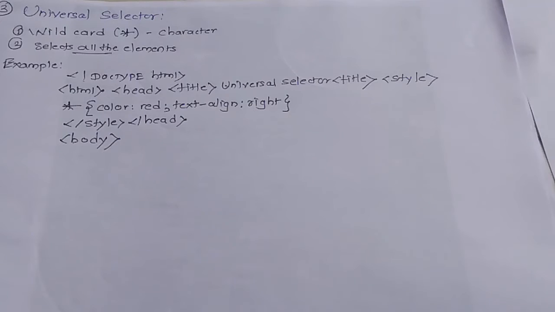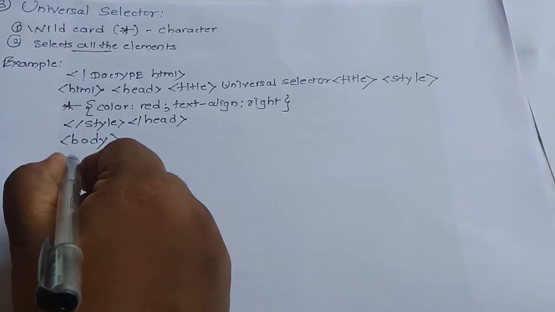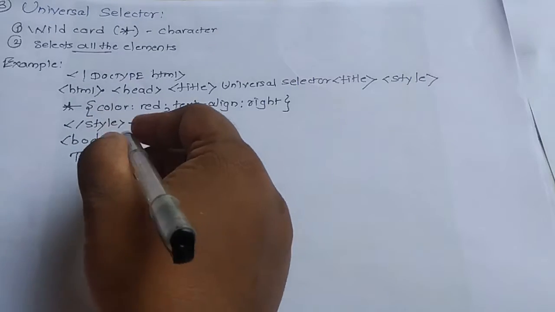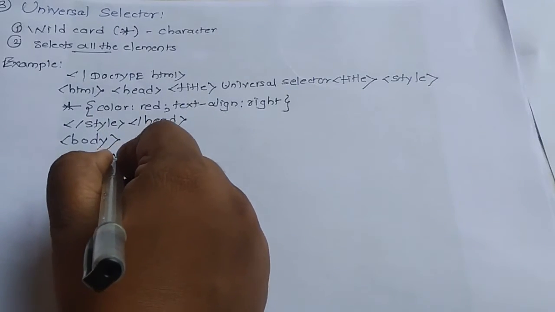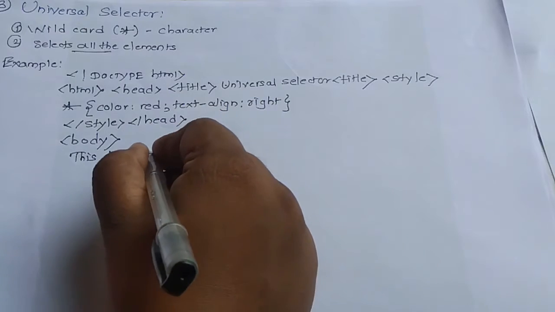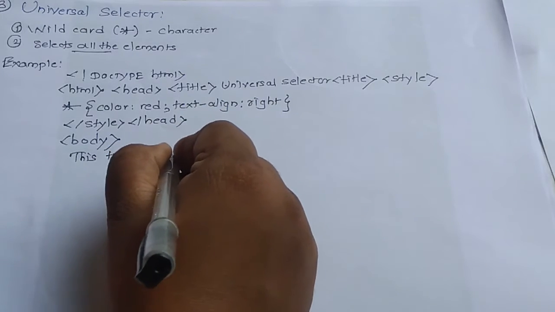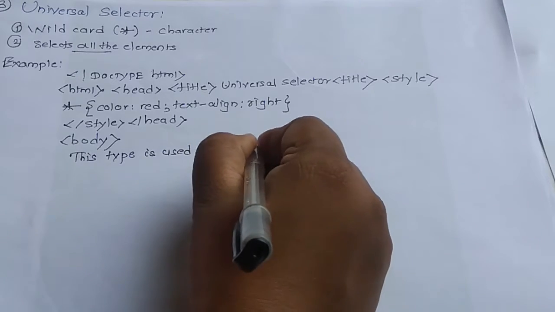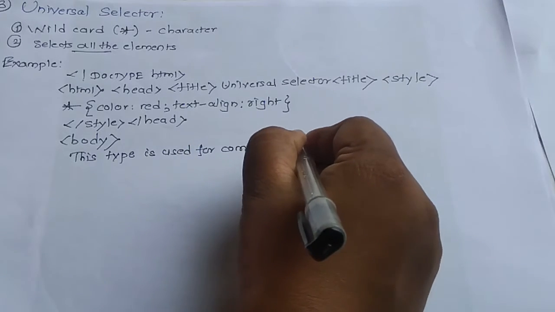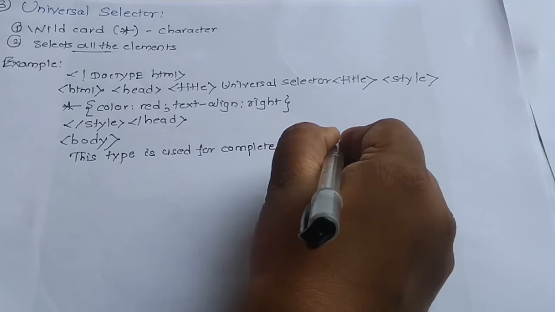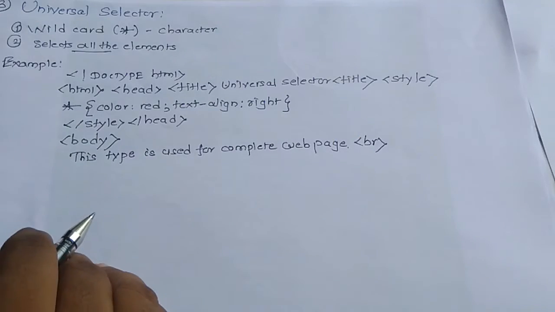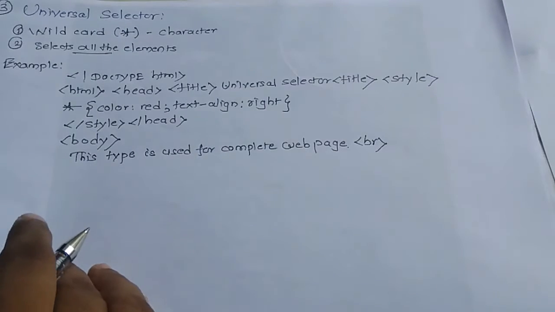For example, in the first line I will write "This type is used for complete web page." I am not using any tag. So simple text I am writing here and I am giving a BR tag so that the next sentence will come on the new line.